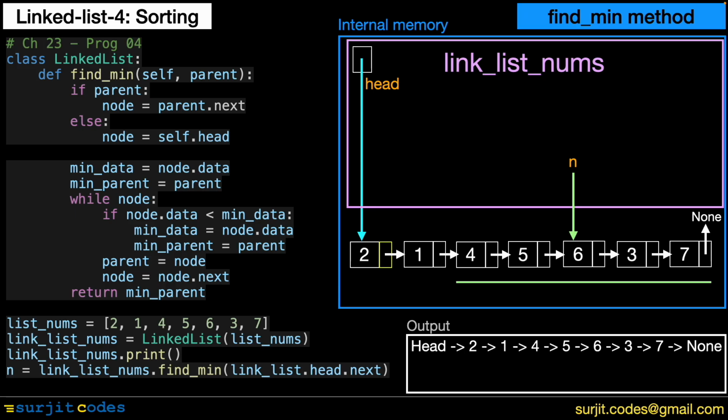It is the parent of the node that has minimum data. Printing confirms that it is node 6, that is the parent of node 3, which has the minimum data out of the given range of nodes. Like before, if min data is at the head of the linked list, the returned node n will be none.